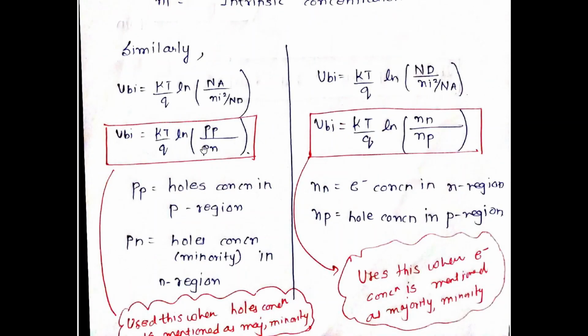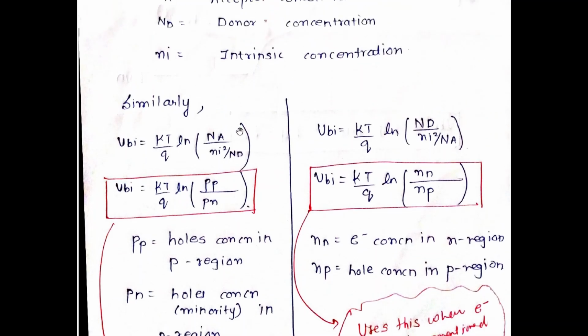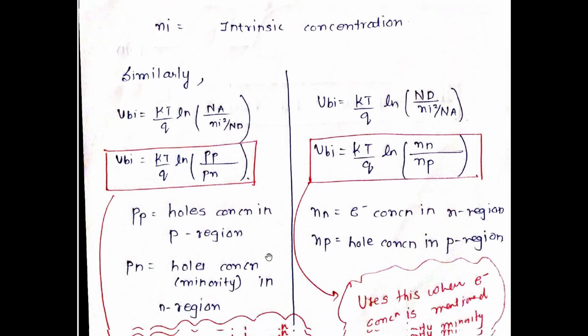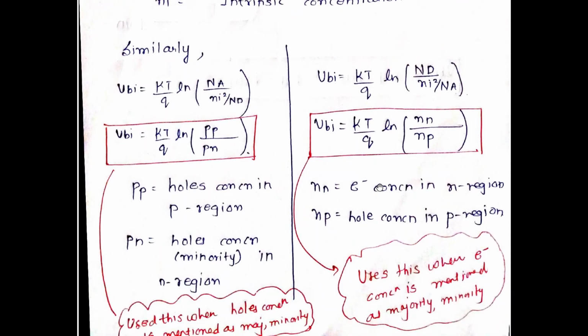So VBI is equal to KT by Q into ln of Na, and if I just put this Nd below, Ni square by Nd is nothing else than Pn. That is, Na is the holes in the P region and Pn is basically the holes in the N region. Similarly, VBI is equal to KT by Q into ln of Nd upon Ni square by Na. Nd is Nn upon Np. Nn basically stands for the electrons in the N region and Np stands for holes in the P region.